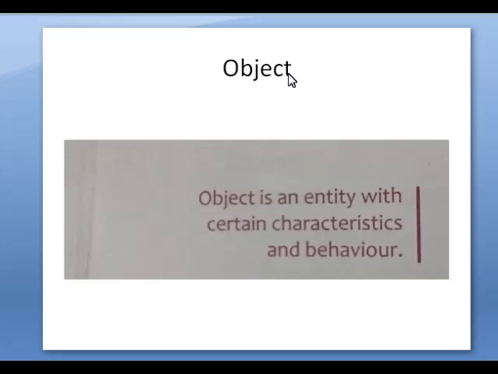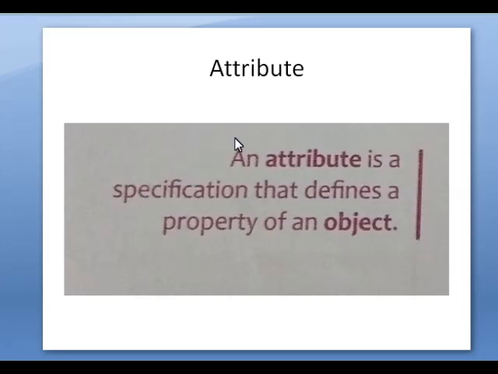First we will see what is called an object. An object is an entity with certain characteristics and behavior. The next one is attribute. What is called an attribute? An attribute is a specification that defines the property of an object.